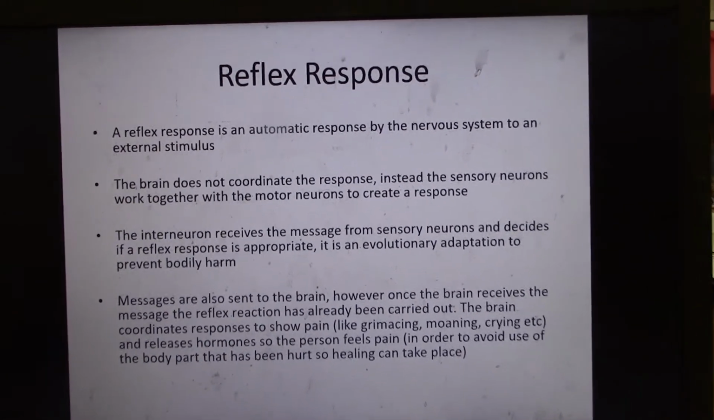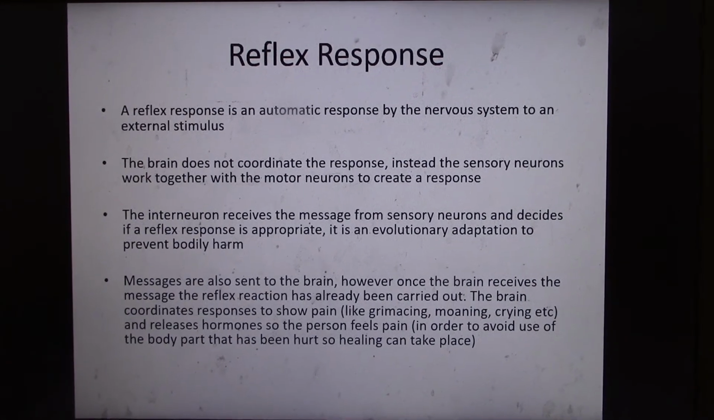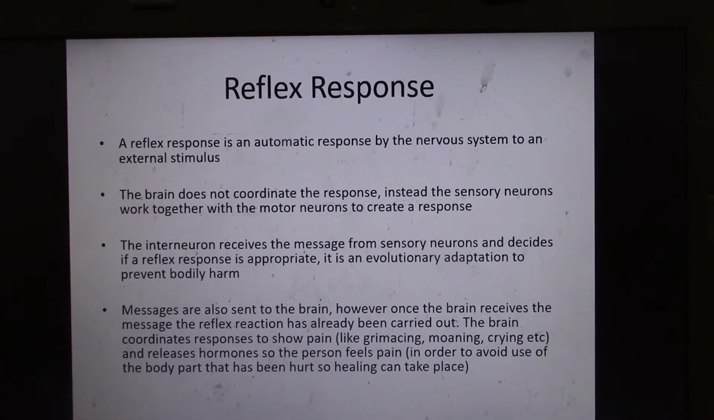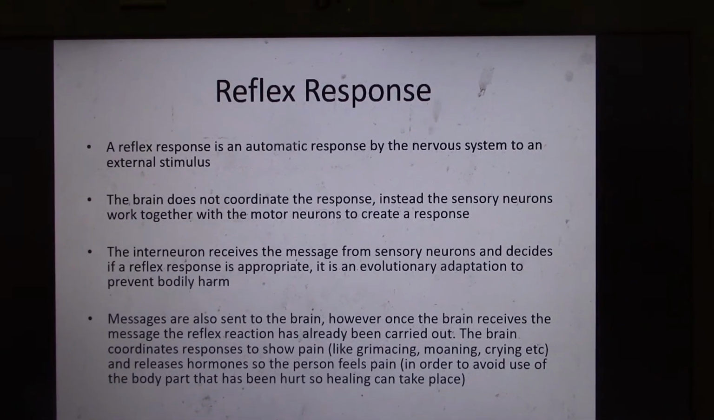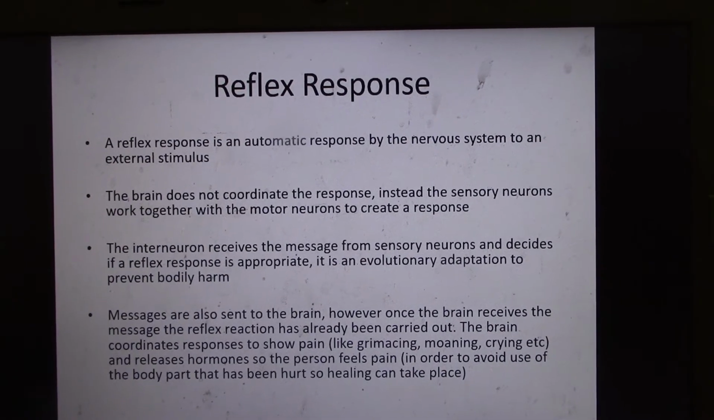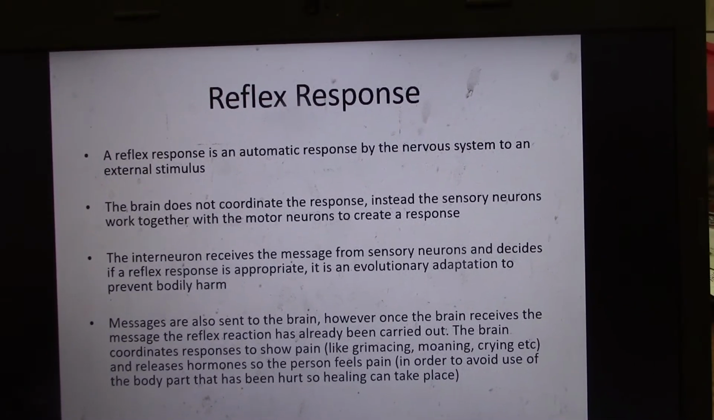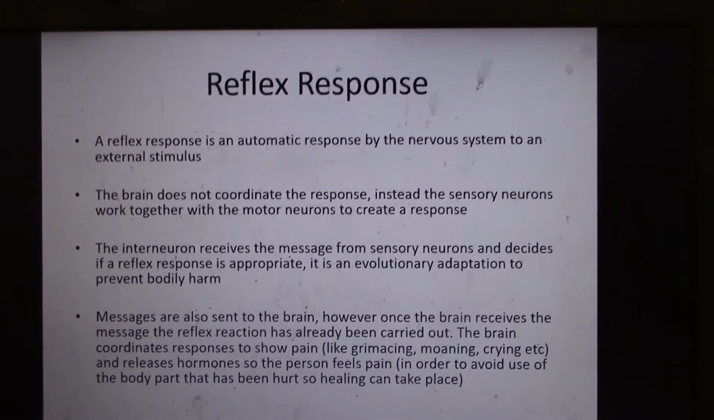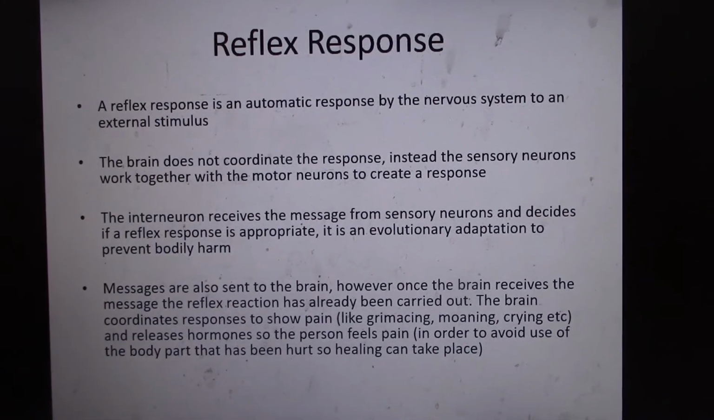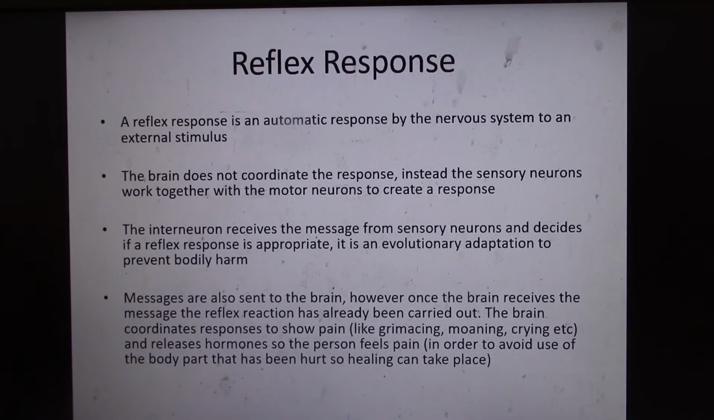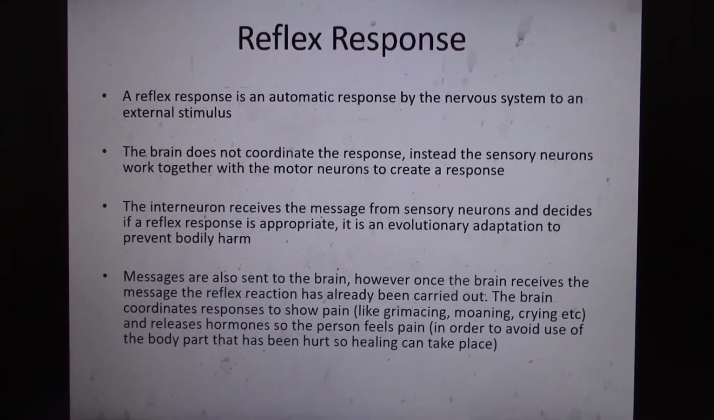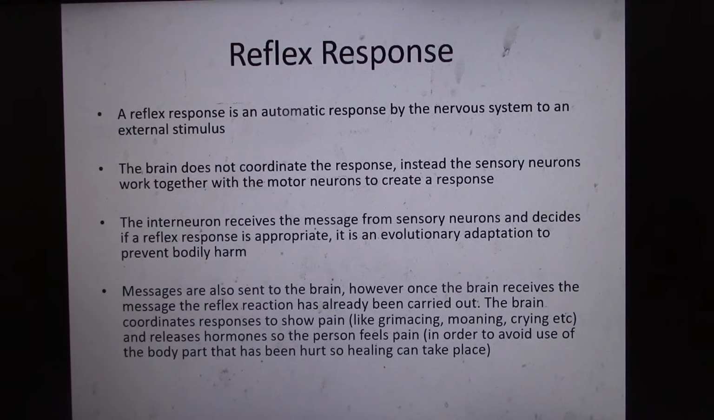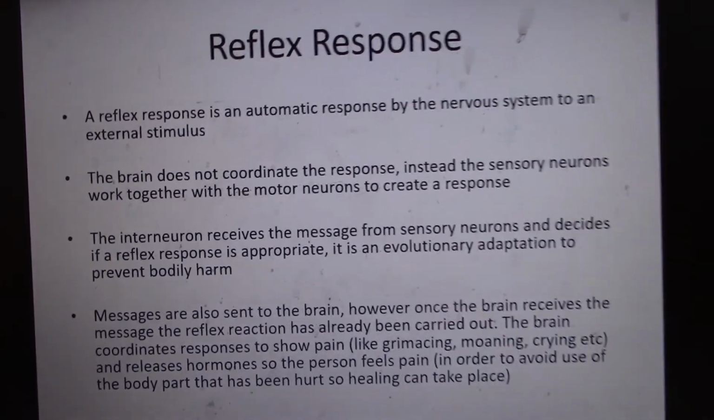So instead, the sensory neurons work together with the motor neurons to create a response. The interneuron in the spinal cord receives the message from sensory neurons and decides if a reflex response is appropriate. So it's an evolutionary adaptation to prevent bodily harm. If we can move quickly without having to use decision-making processes, we can remove ourselves from a threatening situation faster. Messages are sent to the brain in a reflex, but the messages reach the brain after the reflex has already been elicited. So once the brain receives the message, the reflex reaction has already been carried out because the brain is a bit slower.